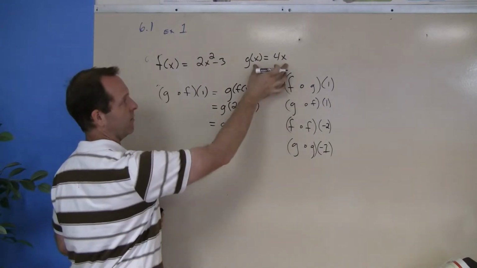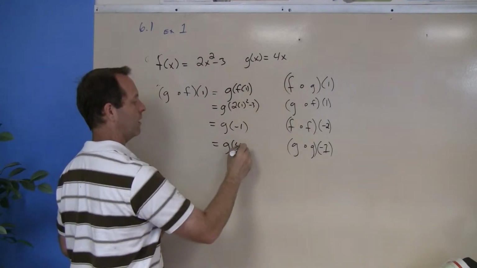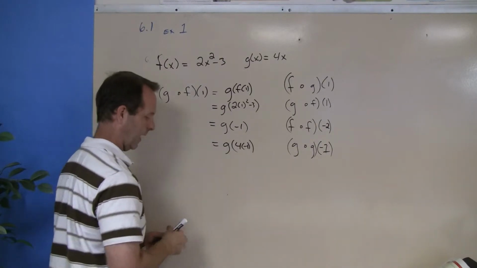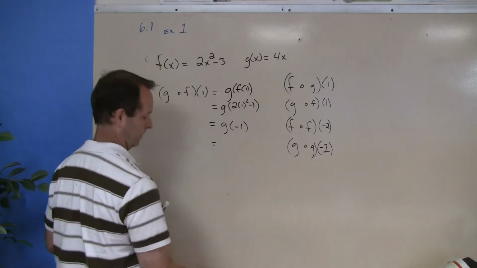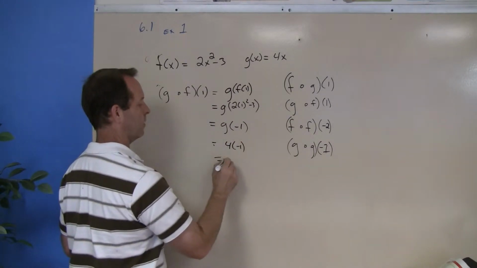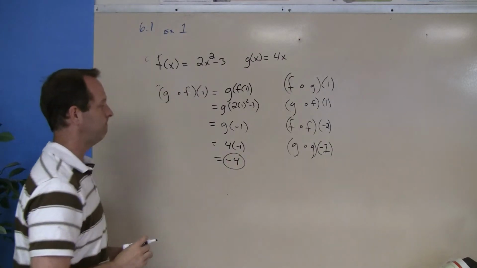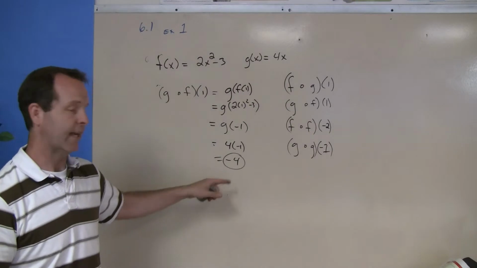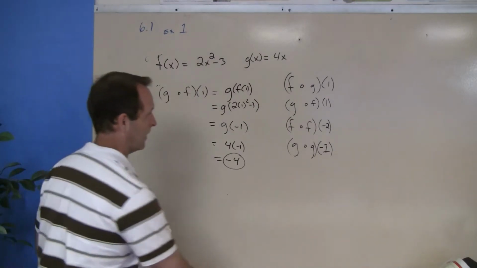The g function is up here, which is 4 times -1. Actually, I don't need that g. It's 4 times -1 equals -4. So when I compose the function the other way, I get -4. Let's look at the next example.